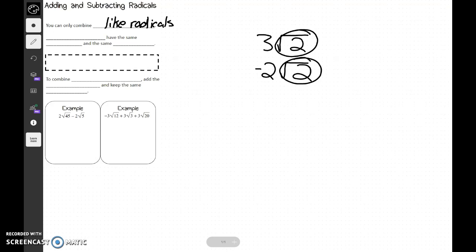In that next line, you're going to write in the words like radicals. Like radicals have the same index and the same radicand. And we talked about those two definitions earlier in the week. We said that an index is going to be the number that's understood to be out here, which in this case would be the square root, or the index would be 2 because we have a square root.